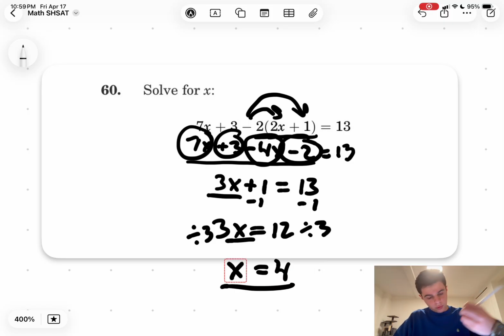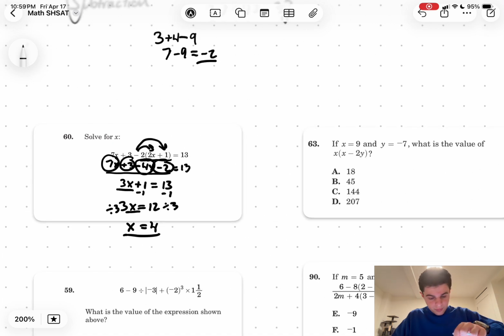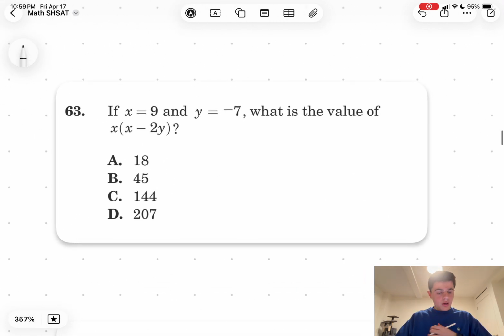So the answer to the first one is x equals 4. Okay, so let's move on to our next one. If x equals 9 and y equals negative 7, what is the value of x times (x minus 2y)? So again, we see we have parentheses here. So we're first going to do the stuff inside of the parentheses.